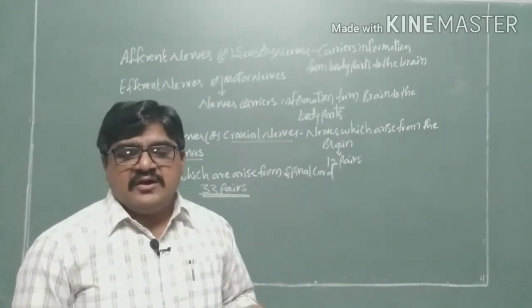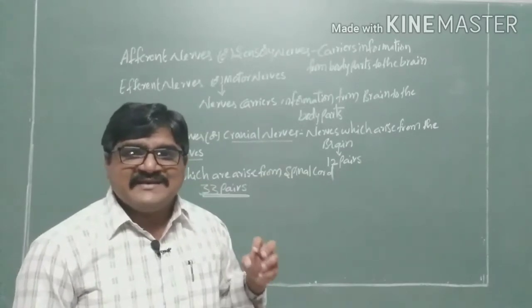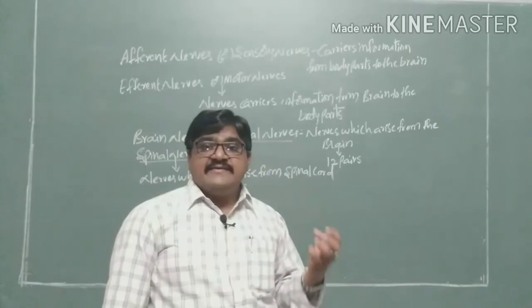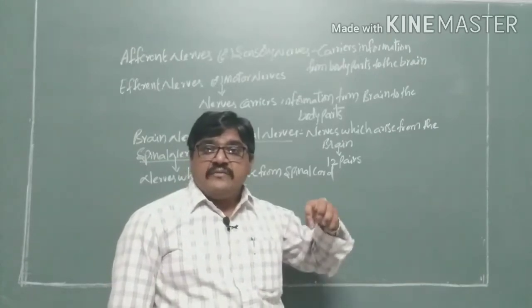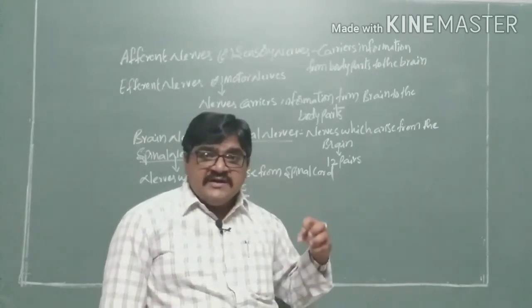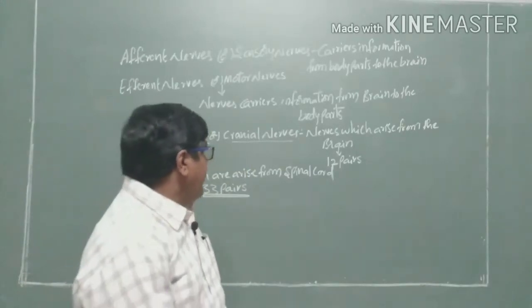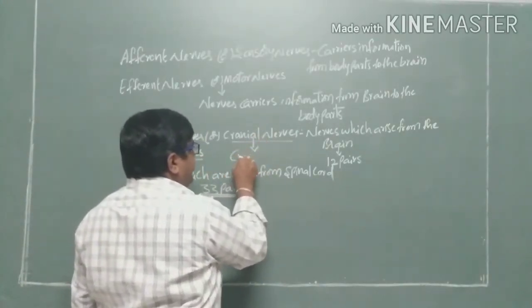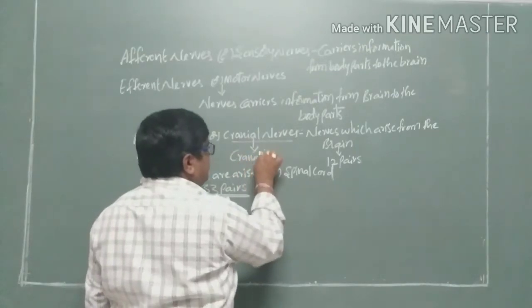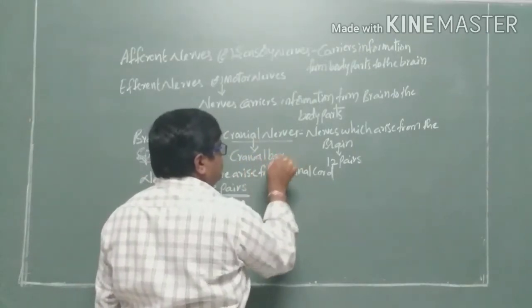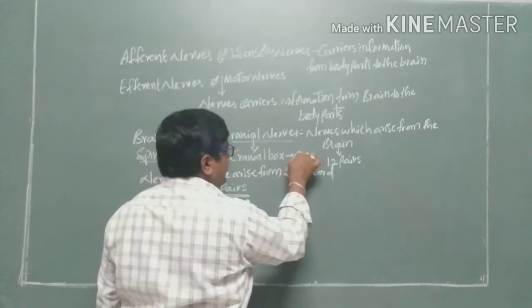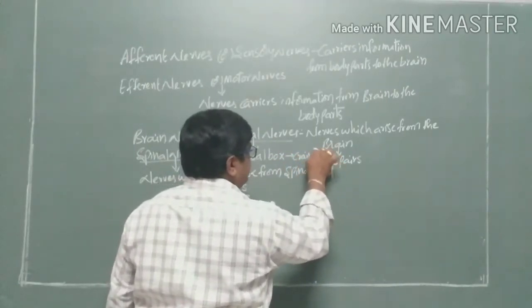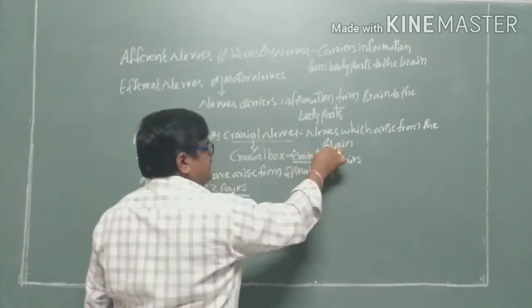Why is the human or mammalian brain called craniata? Because the brain is protected by a specialized box, called the cranial box. Due to the presence of it, they are called craniates.